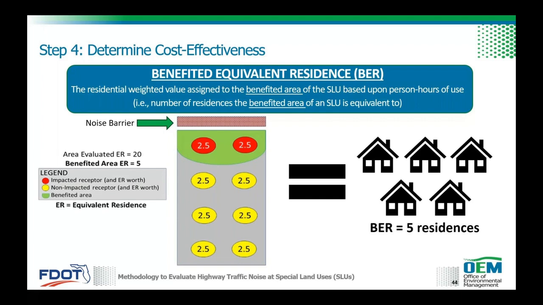Therefore, the benefited area of the special land use is worth 5 residences. 2.5 times 2 equals 5. Therefore, the benefited equivalent residence of this special land use is 5. Note that that number can change based on the barrier height and length changing.